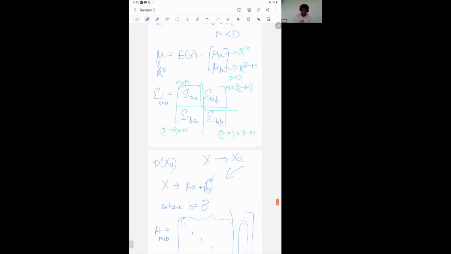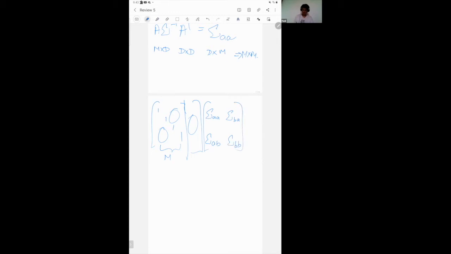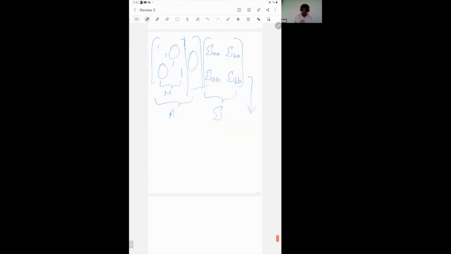A is m cross d, this thing is d cross d, and A transpose is d cross m. So the output should be an m cross m dimensional matrix. Now A is this, these are the m's, and this entire thing is zero. Sigma AA, sigma AB, sigma BA, sigma BB. This thing is A, this thing is sigma, and writing the third matrix A transpose down, the transpose of this entire thing would be zero, and this would be my identity matrix.